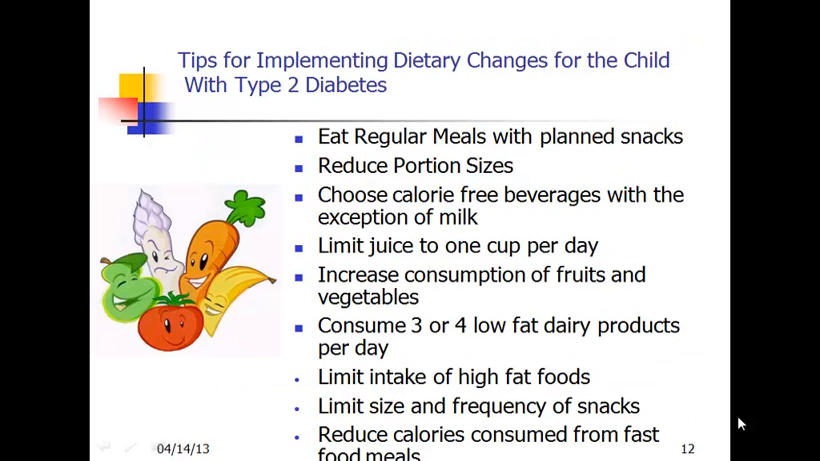Common dietary recommendations to help reduce caloric intake and promote weight loss in children include eating regular meals, reduce portion size, choose calorie-free beverages except for milk, limit juice to 1 cup per day, increase consumption of fruits and vegetables, consume 3 or 4 low-fat dairy products per day, limit intake of high-fat foods, limit size and frequency of snacks, reduce calories consumed from fast food meals.